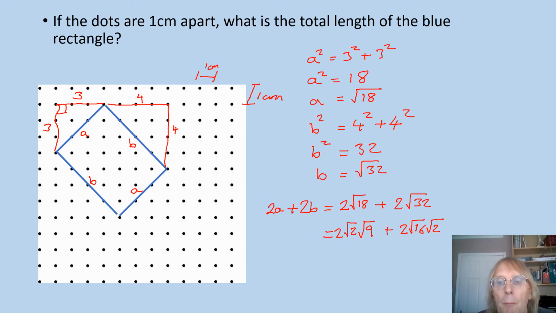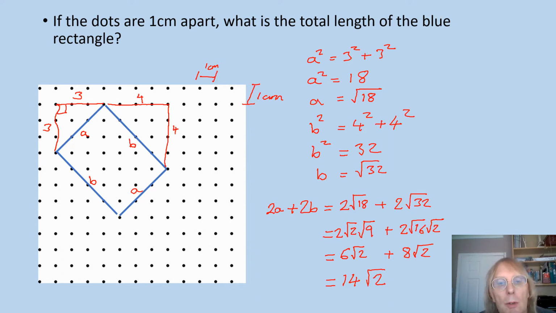So root 9 we know, root 16 we know. So root 9 is 3. 3 times 2 is 6. So that's going to be 6 root 2 plus, and on this side, root 16 is 4. 2 4s are 8. So that's going to be 8 root 2. We're just adding 6 root 2's to 8 root 2's. So we've got a total of 14 root 2. And that is the length all the way around. Okay.